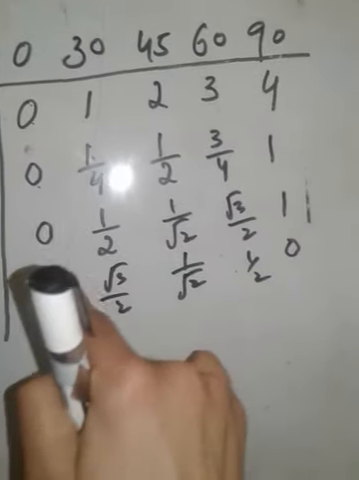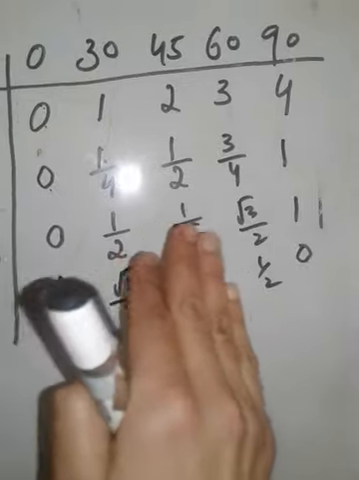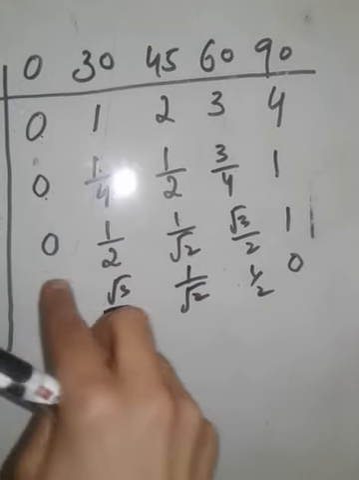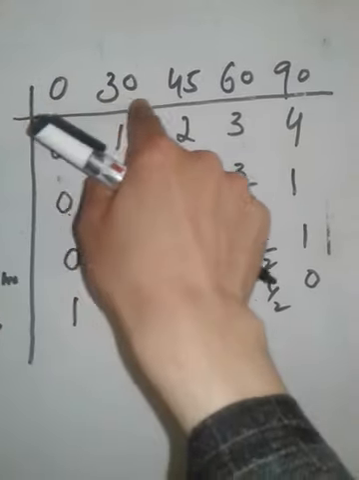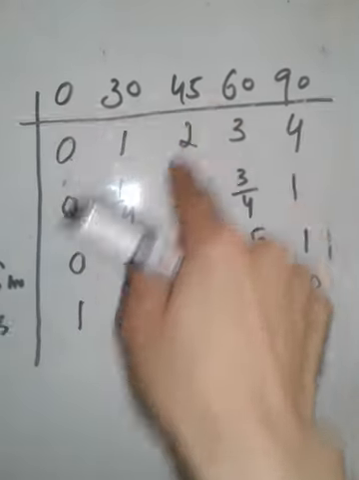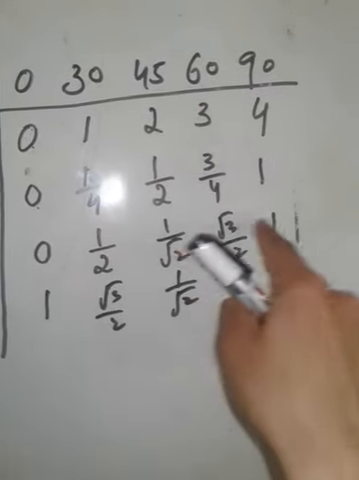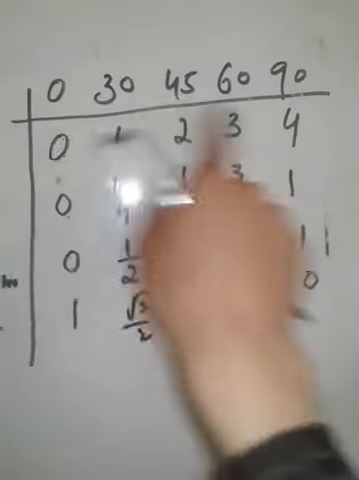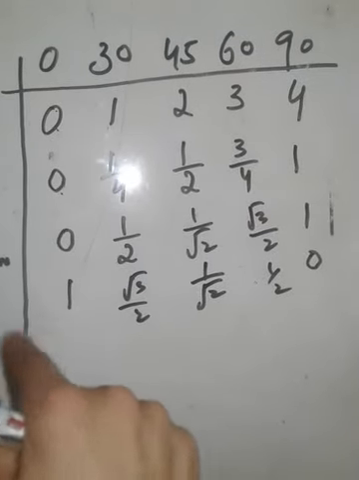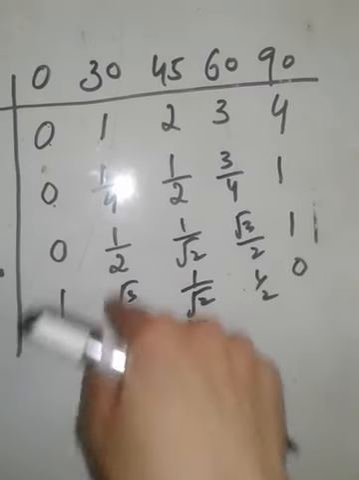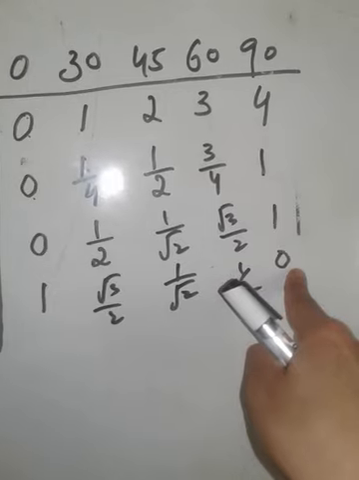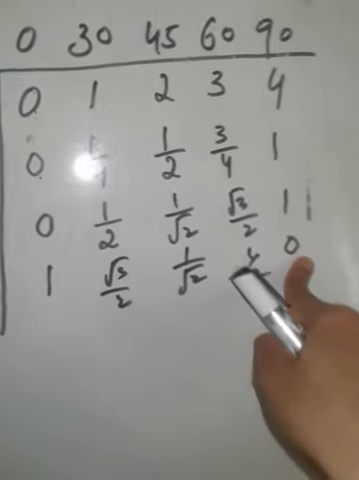From there you can clearly realize that with the increase of angle 0, 30, 45, the value of sine goes on increasing, and with the increase of angle the value of cos goes on decreasing, 1, root 3 by 2, and finally it reaches 0.